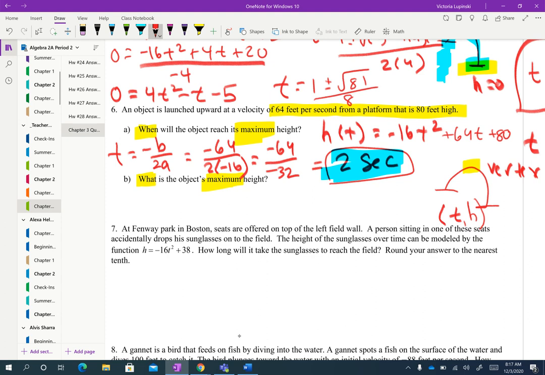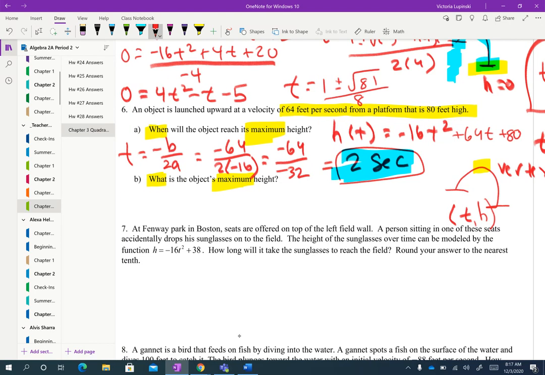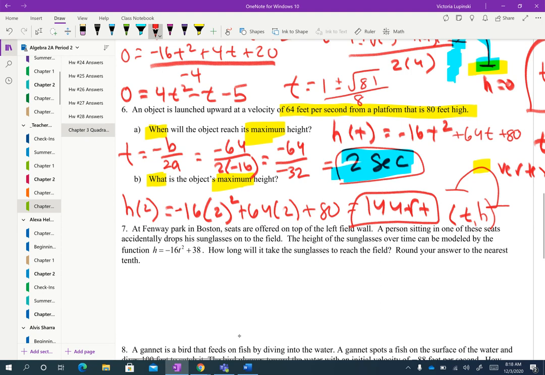To find the maximum height, you're going to plug that 2 into the equation. So h of 2 would be equal to negative 16 times 2 squared plus 64 times 2 plus 80. Using a calculator very carefully, if you plug that in, you're going to get a maximum height of 144 feet. Then just stop for a second and make sure that it makes sense. The fact that you got a positive time of 2 seconds should work because you were starting off at 80 and then you launched it up. It makes sense that it will go up to 144 feet and then eventually come back down.